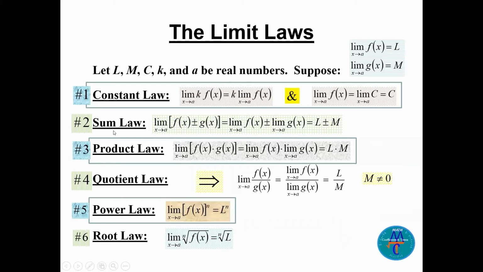Here we have some laws you have seen. The limit of a sum is the sum of the limits. The product law, this is a product. The quotient law, when we find the limit of a quotient, something divided by something. The power law: we have a function f to the power n, so the limit is L to the power n. Root law: the nth root of f of x will be the nth root of L. Remember, L is the limit of the function f, and capital M is the limit of the function g.